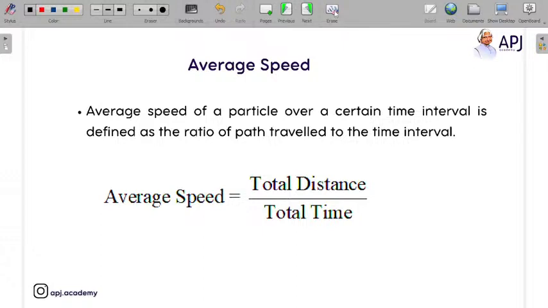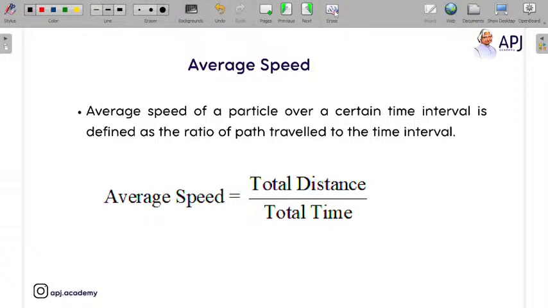Average speed of a particle over a certain time interval is defined as the ratio of path traveled to the time interval. क्या समझ में आया इससे? देखो मैं आपको बहुत इजीली समझाता हूँ. They said average speed of a particle over a certain time interval. This over a certain time interval is the only important thing in this whole definition. Average speed is the speed which is defined over a certain time interval.